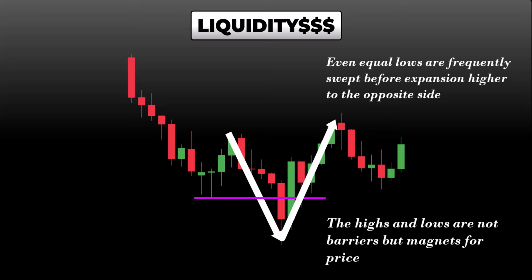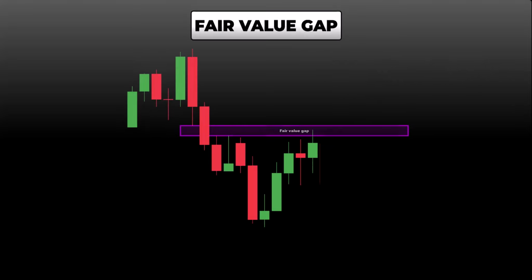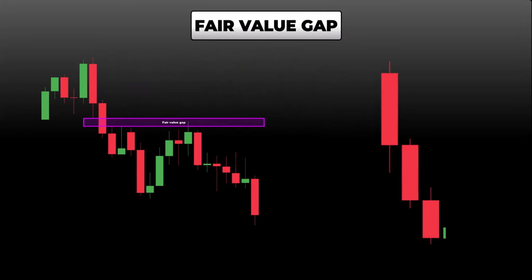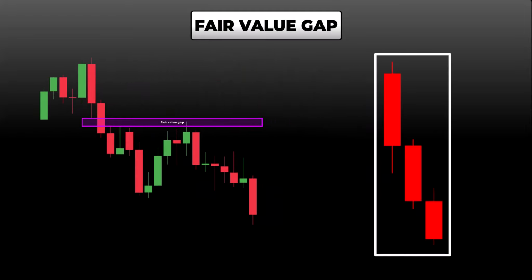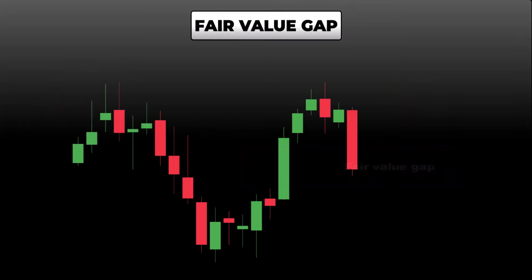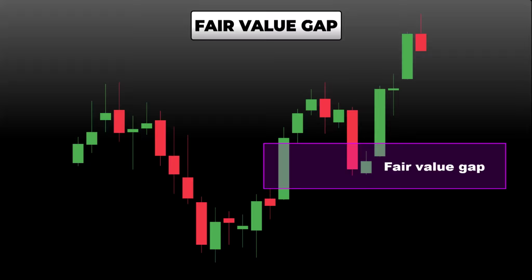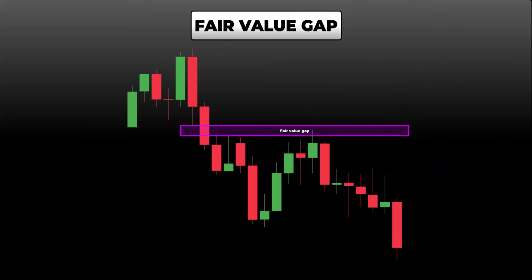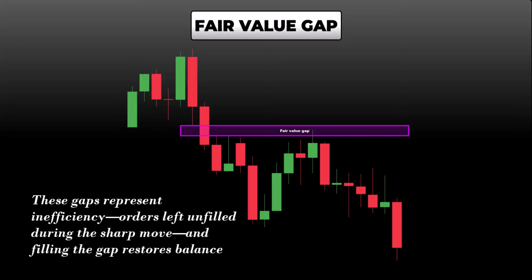One of the most popular PD arrays is the fair value gap, often called an imbalance. It is a 3-candle pattern that shows rapid buying or selling. If the wick of the first candle doesn't overlap the wick of the third candle, the space between them forms the gap. In a bullish scenario, this gap signals inefficient buying pressure, and the price often returns to fill it before continuing higher. In a bearish scenario, it signals selling imbalance. These gaps represent inefficiency, orders left unfilled during the sharp move, and filling the gap restores balance.